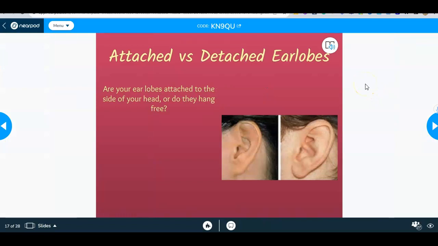Attached earlobes, detached earlobes. Looking around the room, Jonathan has detached earlobes. I'm sure you got that from his parents.